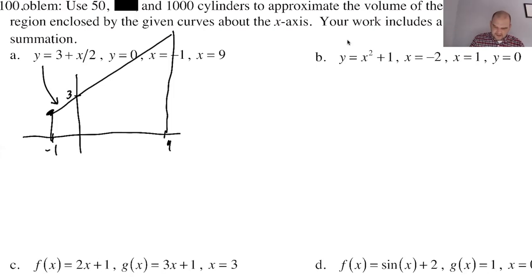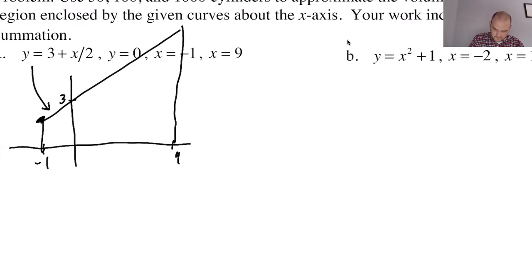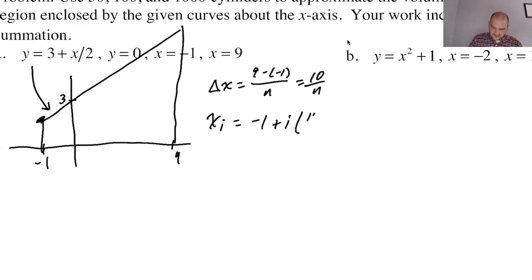So let's think. Delta x is going to be where we stop, which is 9, minus where we start, which is -1, divided by n. So it's just 10 over n. X sub i is going to be where we start, -1, plus i times delta x, so 10 over n. So the volume as a function of n, so I'm going to say v of n, is going to be the sum.